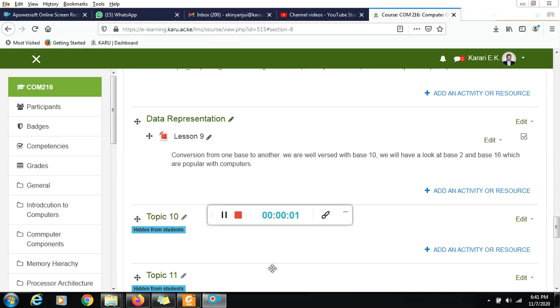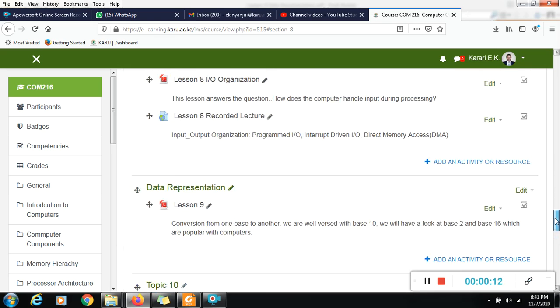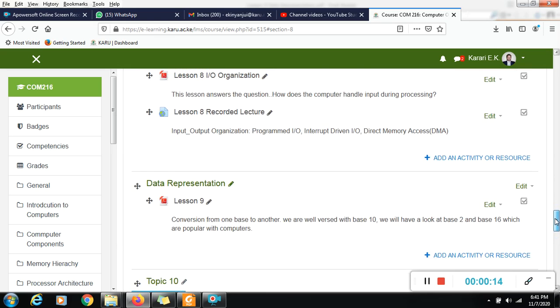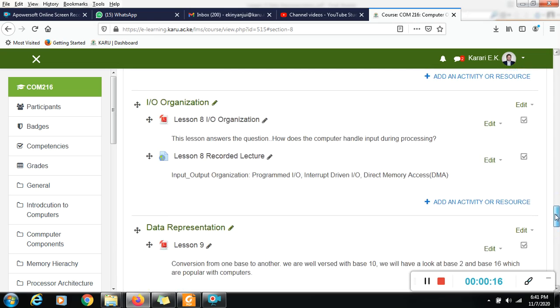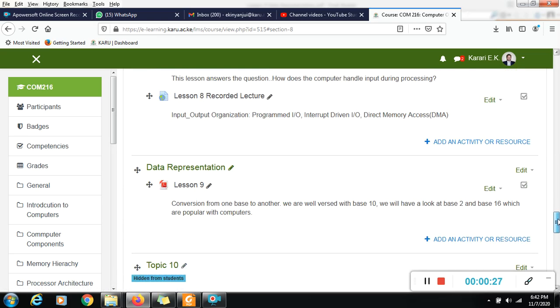So good afternoon. Today I would like us to discuss lesson 9, and this is going to be the last lesson. It's about data representation. A very new lesson to us. Data representation is about conversion from one base to another, and in the previous lesson we discussed input-output organization. But remember, computers understand only zeros and ones, and I want to start from there.